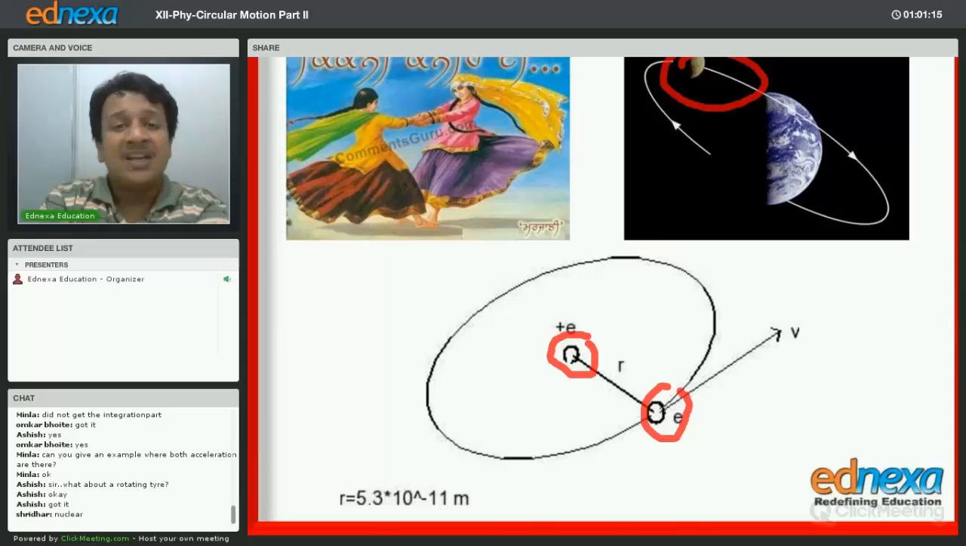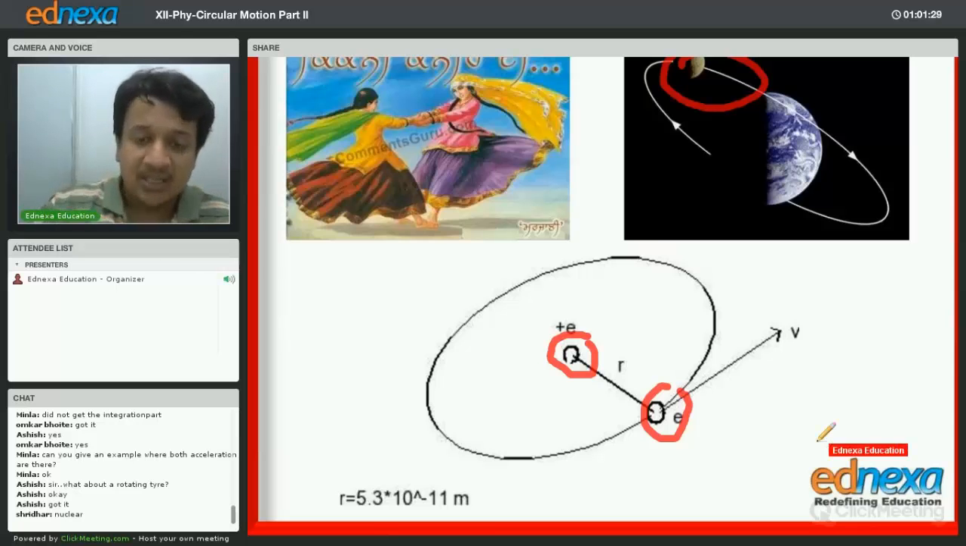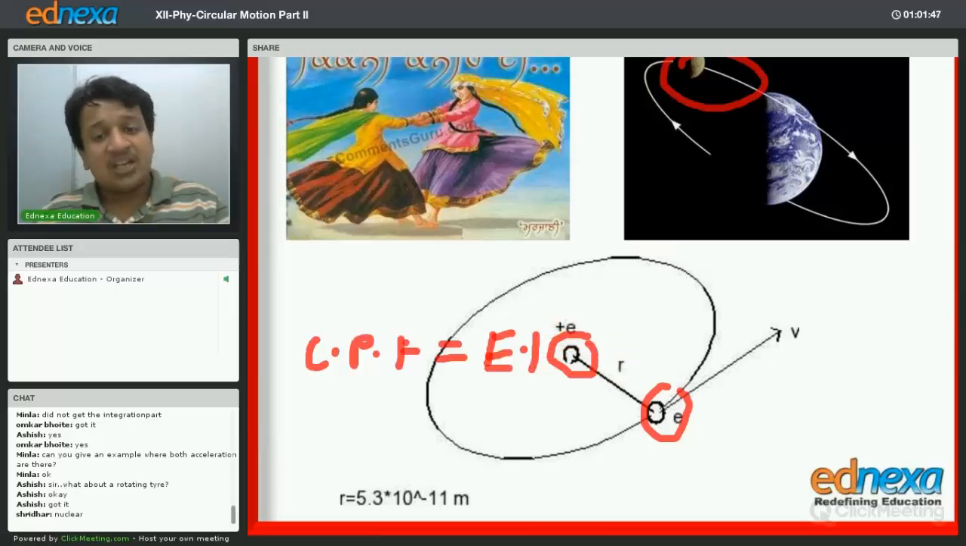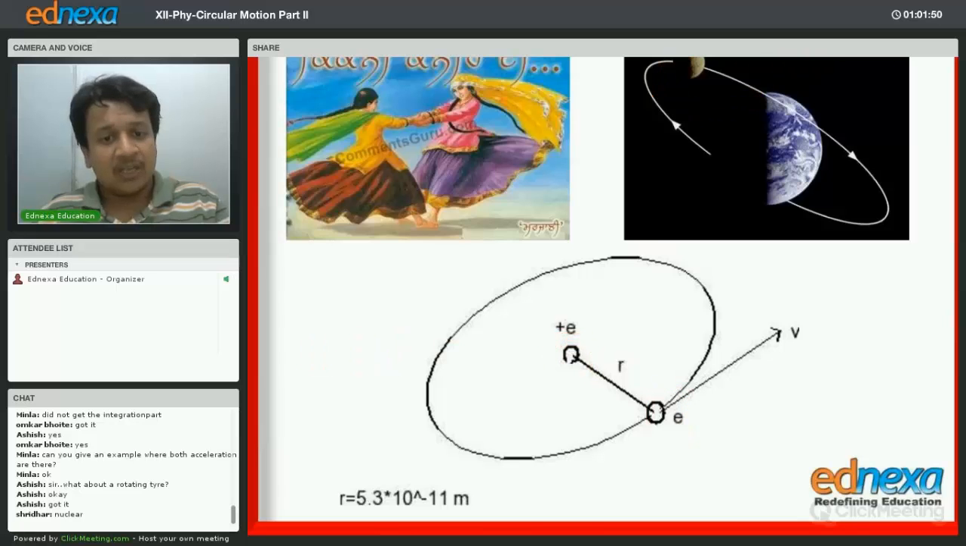Electrostatic force is responsible for centripetal force, and therefore in 11th standard chemistry, chapter number 3, atomic structure, there are Bohr's postulates, is it right? So the first Bohr postulate is that electron revolves around the nucleus in a circular orbit, and over there centripetal force is equal to electrostatic force. So Bohr stated the first postulate with the help of this centripetal force concept.